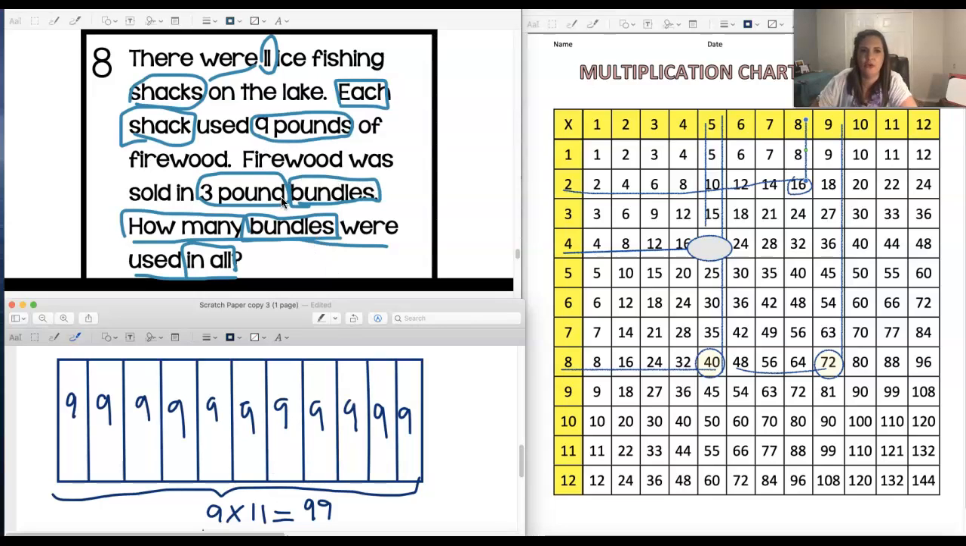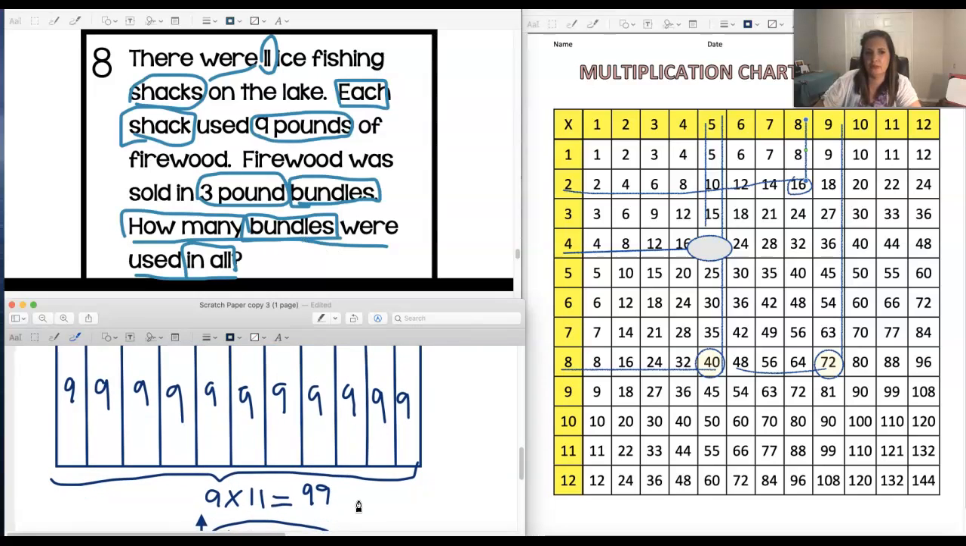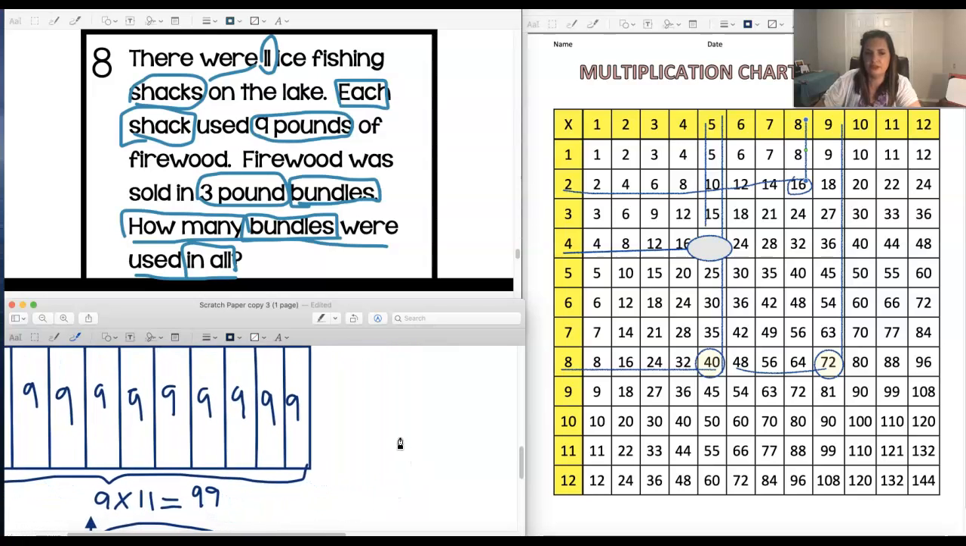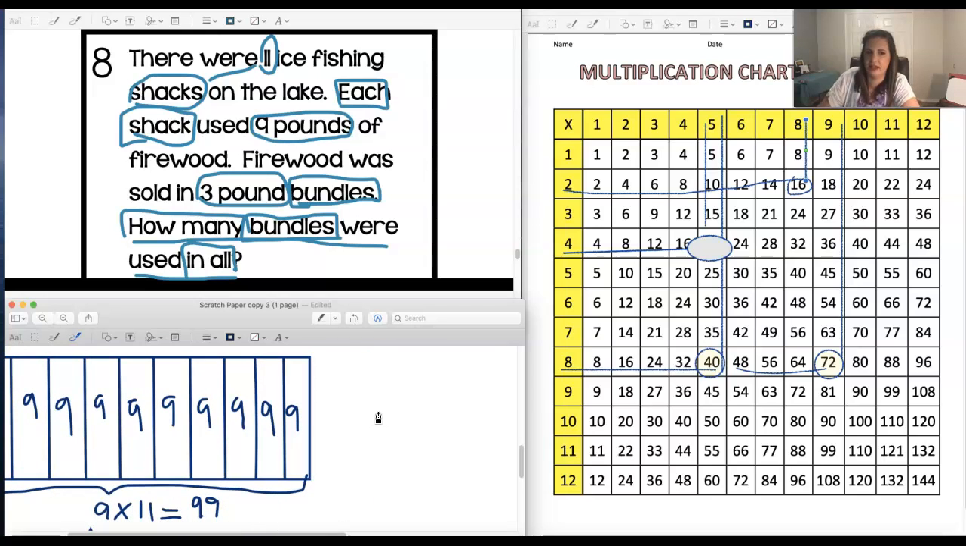It says firewood was sold in 3-pound bundles. How many bundles were used in all? So they want to know how many bundles I used, not how many pounds. I used 99 pounds, but now I need to put that into bundles. So what that means is I need to divide.